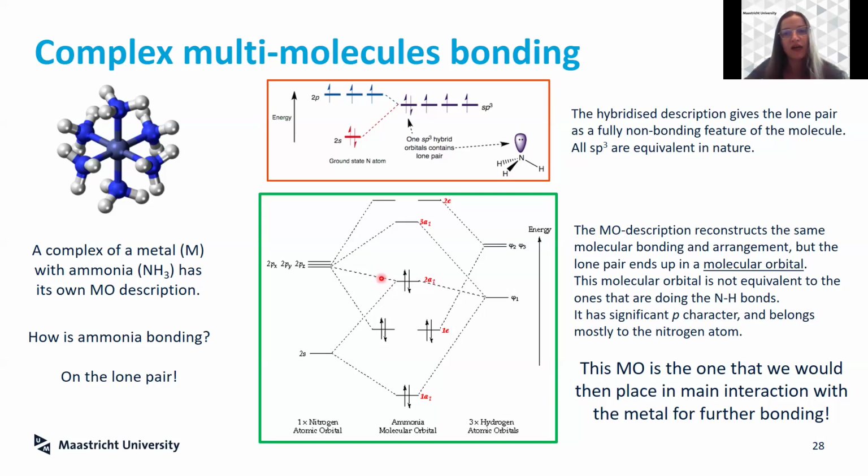It has a significant p character from where it's coming from, because it's coming very close from p, and it belongs fundamentally mostly to the nitrogen. So it is bonding with whatever metal you put to do this complex, but the strength is coming directly almost from the nitrogen. It's almost unmodified from what it was in the nitrogen. So the molecular orbital with the lone pair will be the one that is interacting. It is not a lone pair on an sp3. So this is how we start to arrange this type of big complexes.